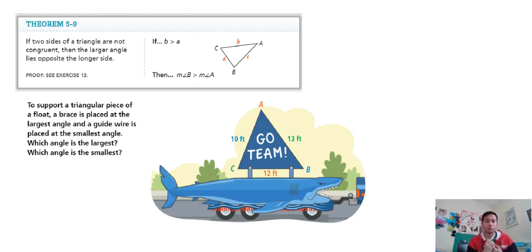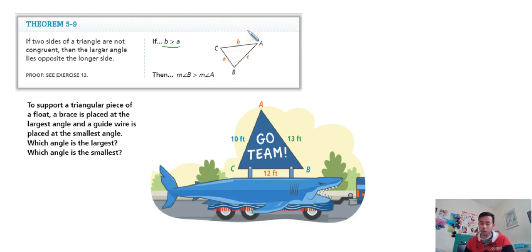By the statement here, as you can see, if B is greater than A, then angle B, because that's the opposite angle, is greater than the measure of angle A. For angle A, the opposite side is side A. For angle B, the opposite side is side B.